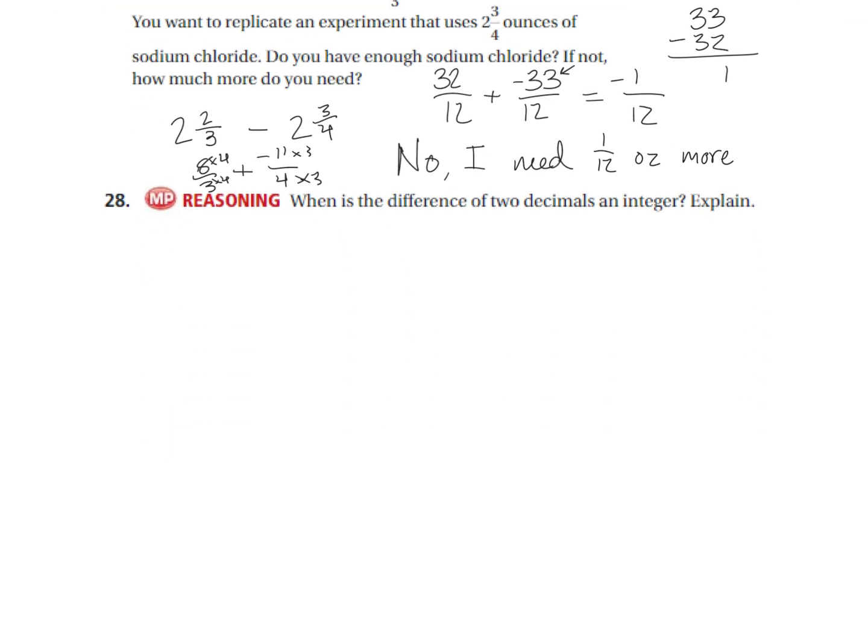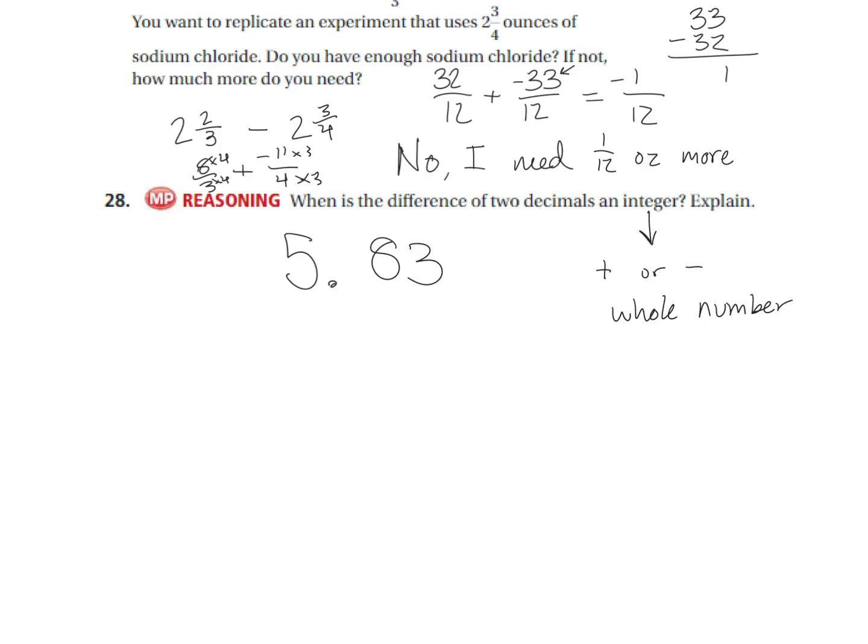Lastly, number 28, when is the difference of 2 decimals an integer? Explain. Ooh, good question. So, if we think about any decimal, right, throw any decimal out there, 5.83, and I want to end up at an integer, right, we have to think, well, an integer is a positive or a negative whole number, so a whole number or its opposite, meaning I want to end up with no decimal points.